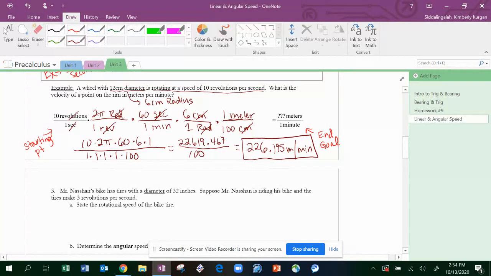So it should feel, for those of you that have taken chemistry, really just like we're doing the factor label method. All right, let's try the next one.